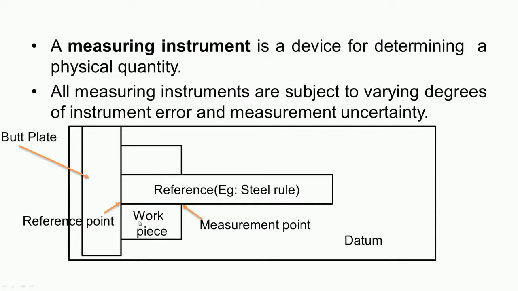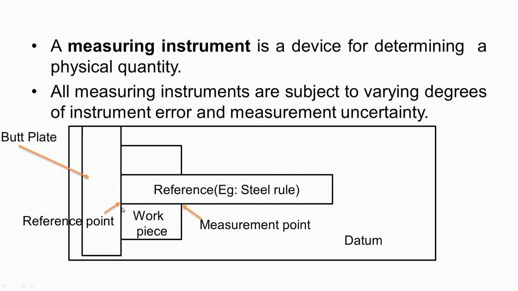Okay. The length of the workpiece is to be measured, and then we have a butt plate against which the workpiece is pressed, and then we need a reference, for example a steel rule or a measuring tape, and again the steel rule is placed on the workpiece and it is pressed against the butt plate. Now, we start measuring the length of the workpiece from this point, from this edge of the workpiece.